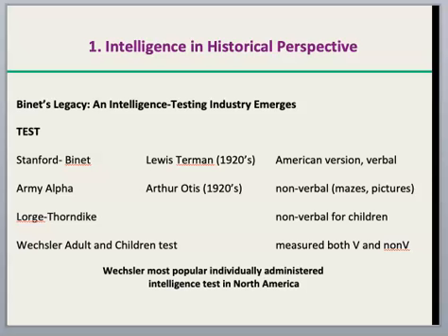Along came, after that, Otis with the Army Alpha. The reason is that they were measuring people in the Army, and many of them were unable to read, so they couldn't do the Stanford Binet. So they came up with a nonverbal intelligence test consisting of mazes and pictures and that sort of thing. After that, because those were adults, right, Thorndike came up with another test for children, nonverbal for children. It was similar to Otis's test, but aimed towards children rather than adults.